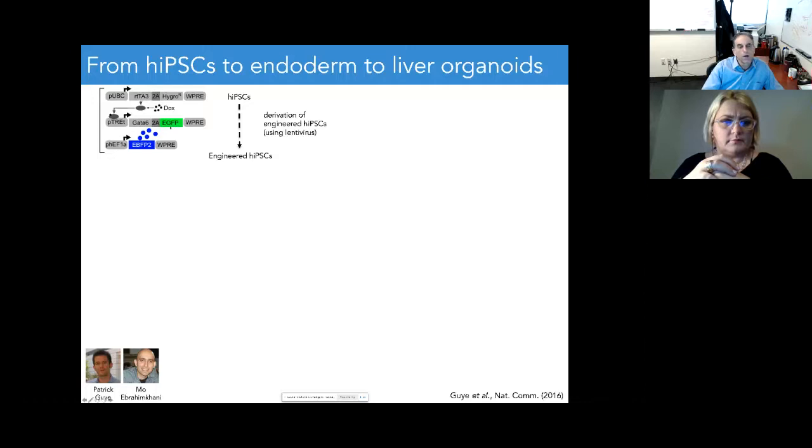There's also production of EGFP, which is a green fluorescent protein, so we can see what's going on, what cells are making GATA6. And there's a production of BFP, which is a blue fluorescent protein, that allows us to see which cells have the circuit.